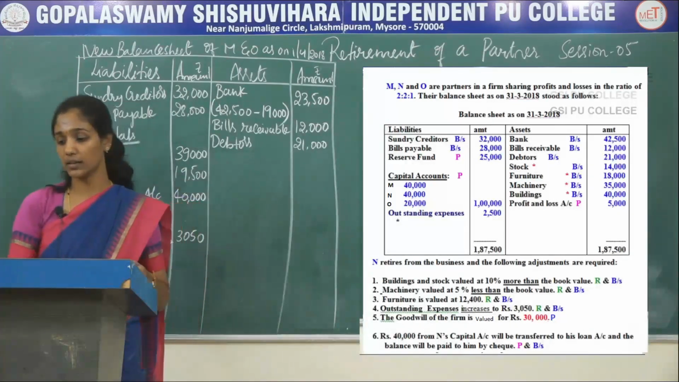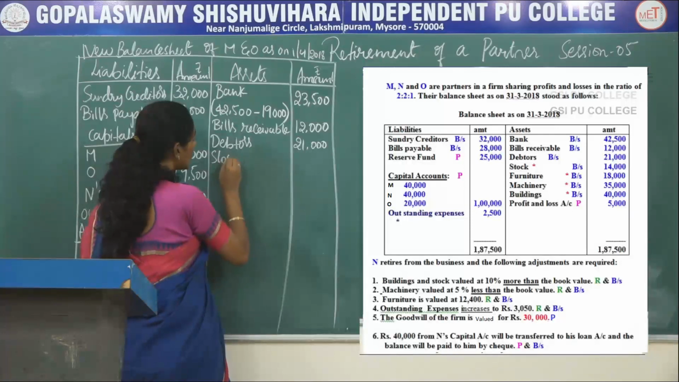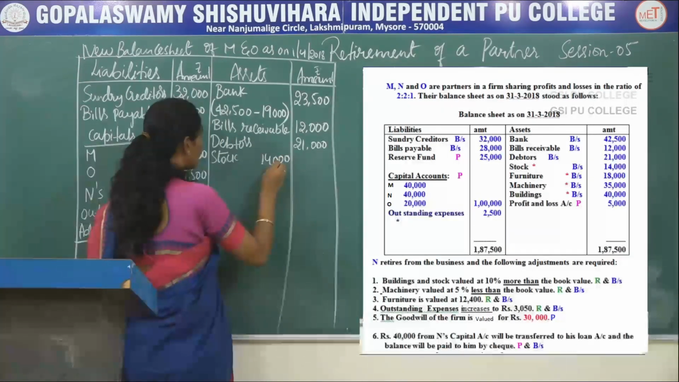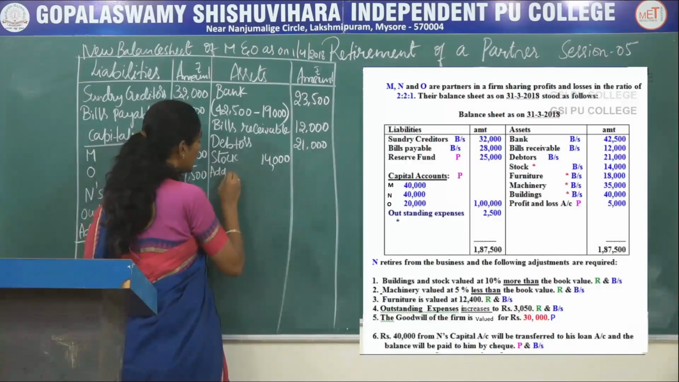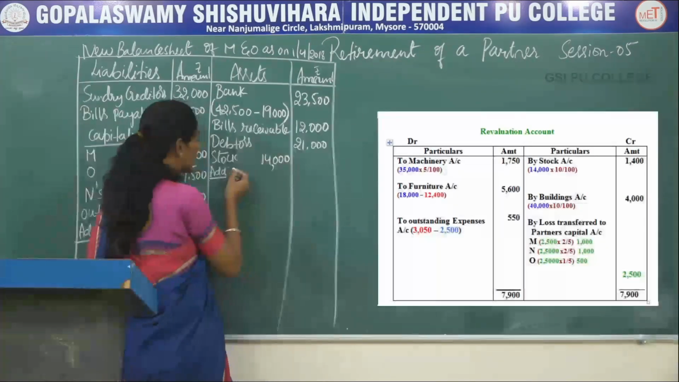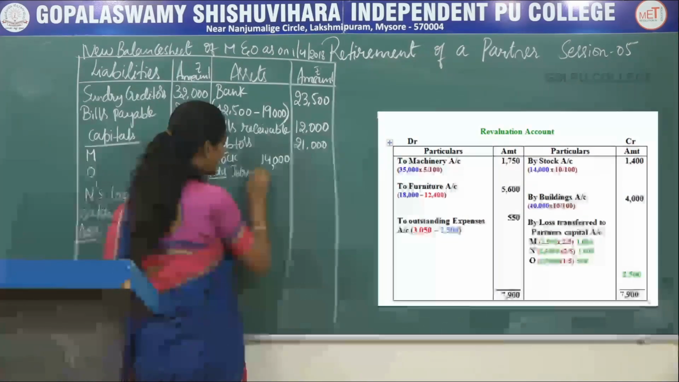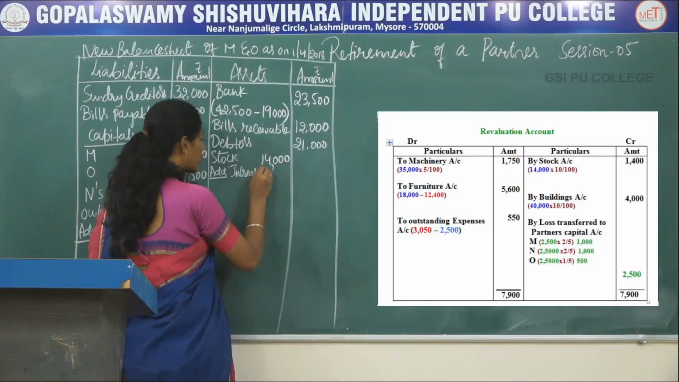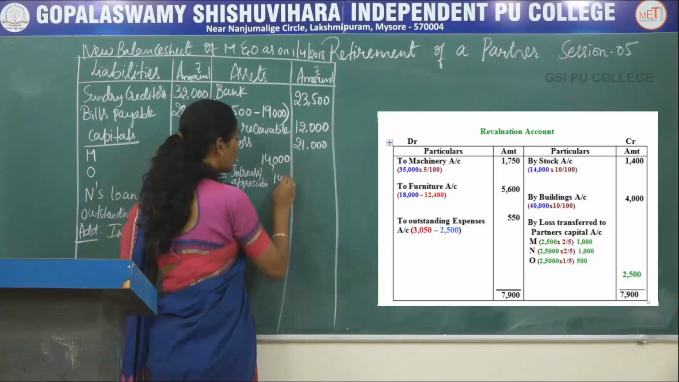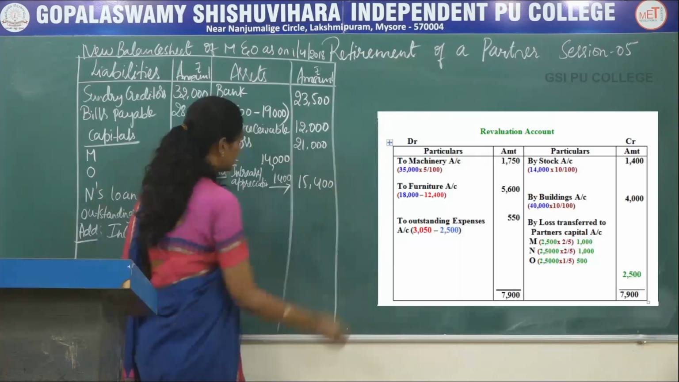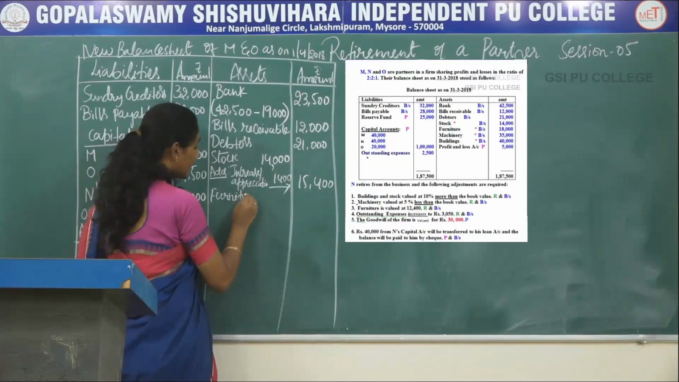The next asset is stock. Here there is an adjustment relating to stock. So write the amount of stock 14,000, and here the amount of stock increased by rupees 1,400. So write increase or appreciation rupees 1,400. You will get 15,400.